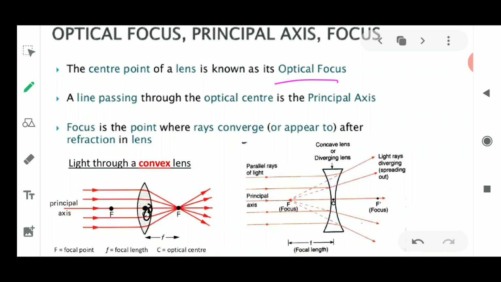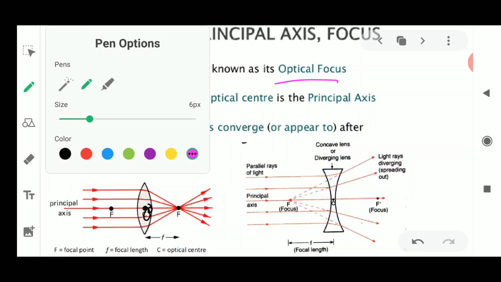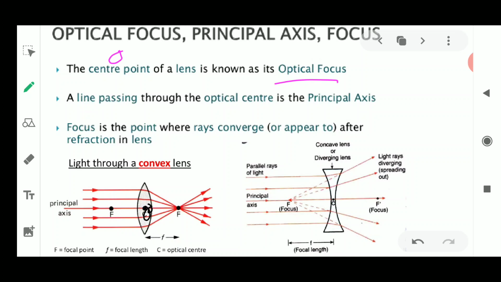So this optical center is always represented by the letter O, and this principal axis is not represented by any letter, and the focus is represented by f1 and f2. So this has the two focuses, f1 and f2. It has two centers of curvature, c1 and c2, and it has one optical center, which is present at the center of the lens, whether it is a convex lens or a concave lens.